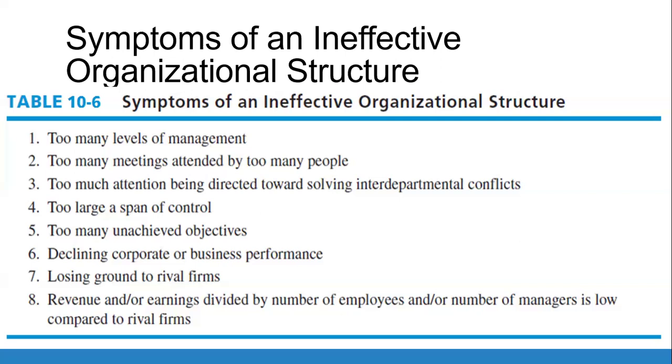Now, when there is too much span of control, that is also a characterization that the organizational structure is ineffective. Span of control, which is also known as span of management, simply refers to the number of employees that are expected to report to a particular superior at a point in time. The traditional view of organizational design recommends that the span of control of any given manager should be about seven subordinates. So they are saying that the total number of subordinates managed by a superior should be seven.